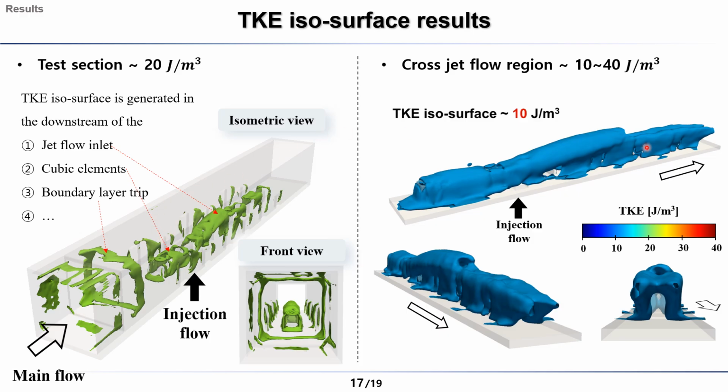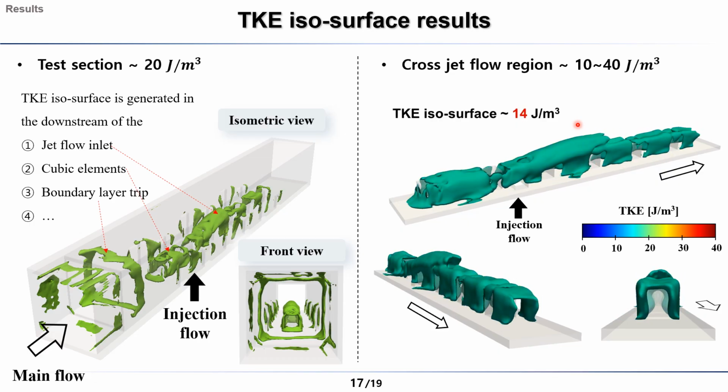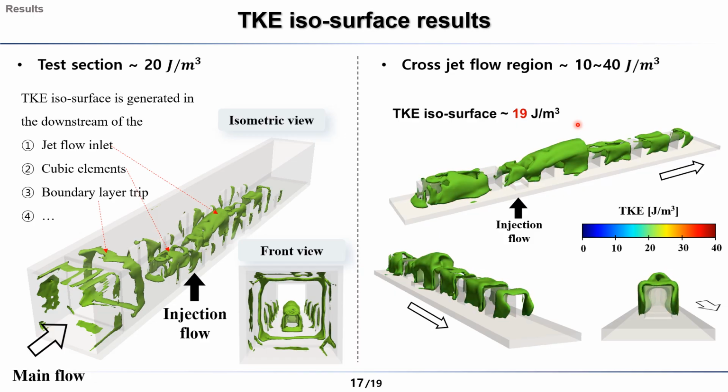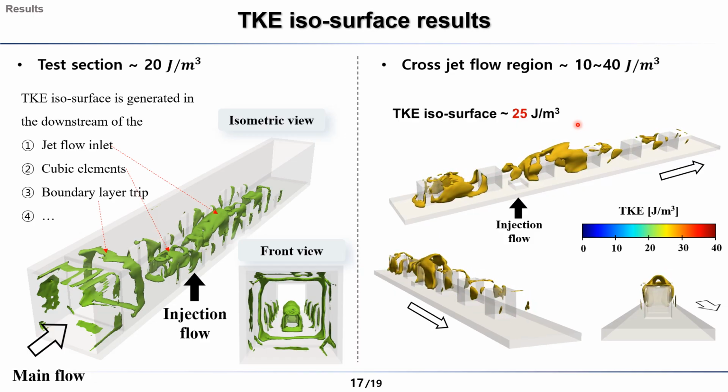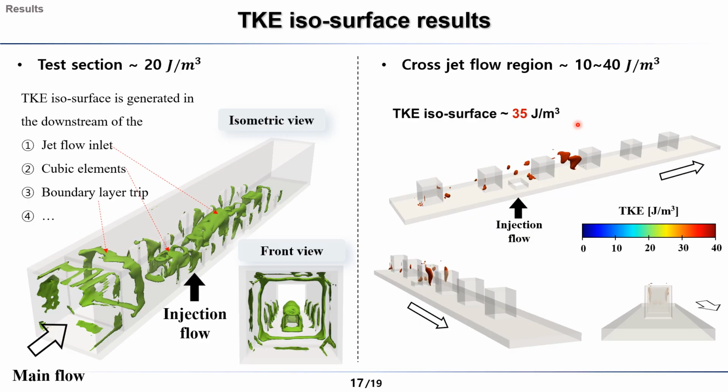The right side shows the TKE isosurface result of CrossJet flow region with a range of values from 10 to 40 joules per cubic meter. And we can clearly observe the variation in TKE isosurface ranging from 10 to 40, with the maximum TKE value occurring downstream of the first cubic element after the injection flow inlet.